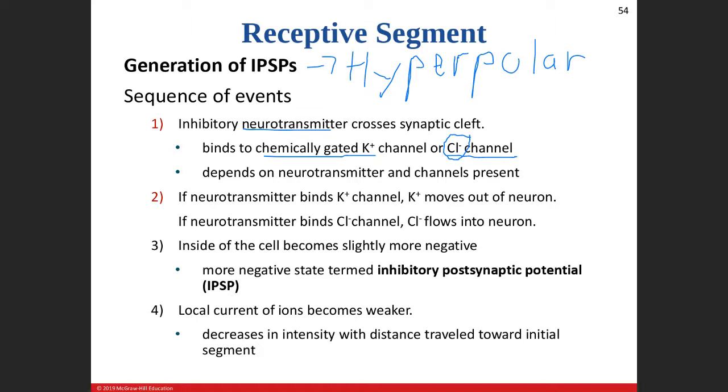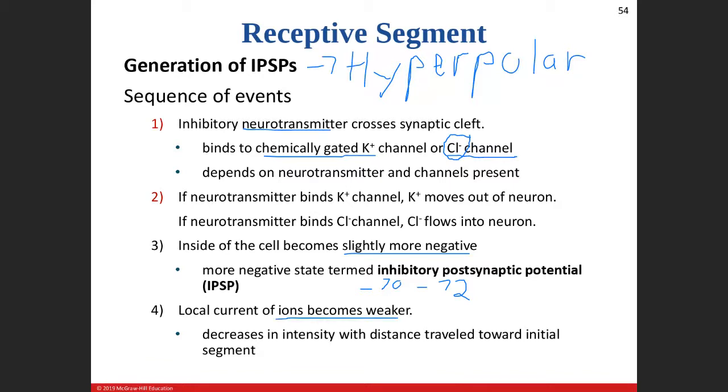That's basically what we're going to see here. Now we're starting to make the inside of the cell more negative. So we could go from a negative 70 to negative 72. Same type of rules applies to IPSPs. They move parallel to the plasma membrane, but as they do, they experience resistance from the cytosol, just like the EPSP did.